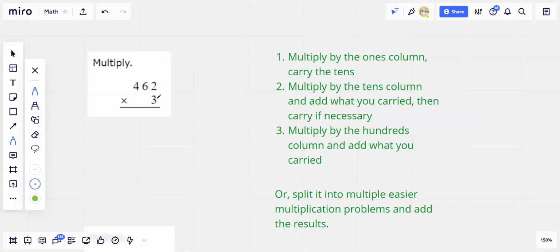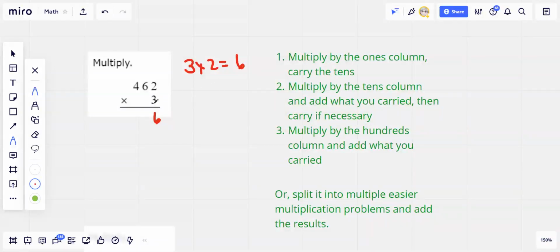The very first step is to take this 3 and multiply it by the ones column. So in my head, I'm thinking 3 times 2, and that equals 6. So we put the 6 down here. In this case, I don't have to carry anything up to the next column because this number is less than 10. So there's no tens value to put up here on the next column. So I'm ready to move on to the tens column.